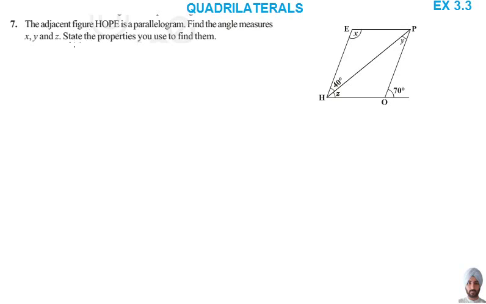Remember always that whenever you are attempting a geometry question, you have to write the properties, the reason adjacent to whatever you are writing, because this carries marks. So whether they give it or not, you have to write it. So let's start. First of all, let us see what we have.